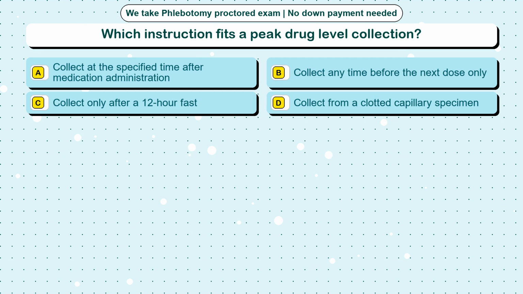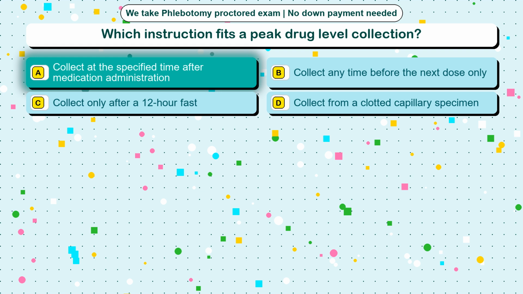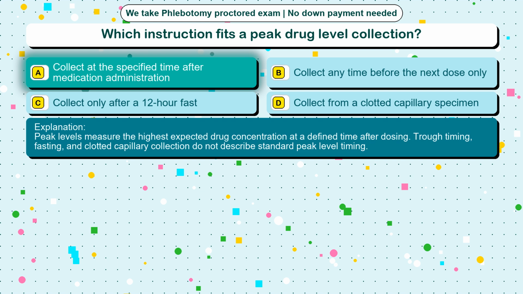Question 69. Which instruction fits a peak drug level collection? Option A, collect at the specified time after medication administration. Option B, collect any time before the next dose only. Option C, collect only after a 12-hour fast. Option D, collect from a clotted capillary specimen. The correct answer is option A, collect at the specified time after medication administration. Peak levels measure the highest expected drug concentration at a defined time after dosing. Trough timing, fasting, and clotted capillary collection do not describe standard peak level timing.